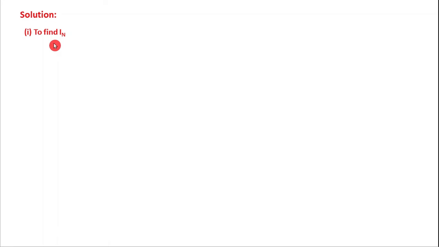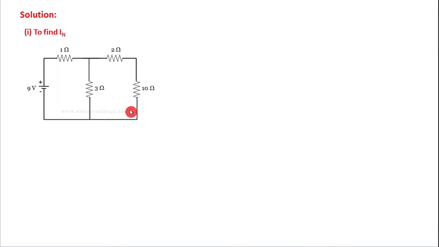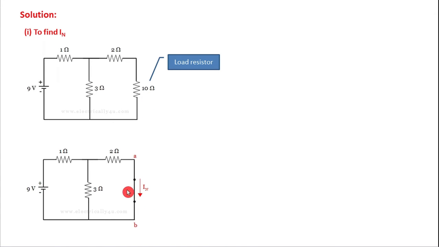So the first step is to find the In or the Norton current. So this is the given circuit, and in this circuit 10 ohm is the load resistor, and to find out the Norton's current, remove this load resistor and short the terminals. So you get the circuit like this. Here the load resistor is removed and it is shorted. So now we have to find out the current flowing through this path AB, that is nothing but the Norton's current. So the current through the path AB is nothing but the current through the 2 ohm resistor, which is the same path, right? So we have to determine the current through this 2 ohm resistor.